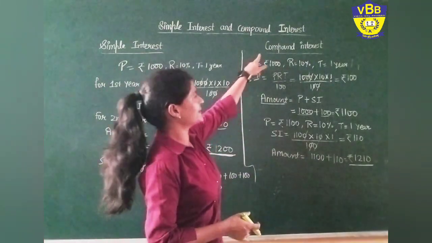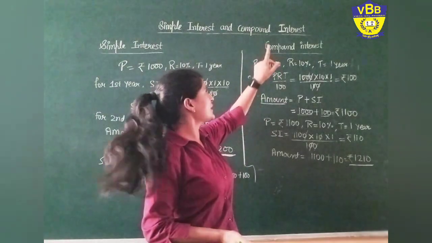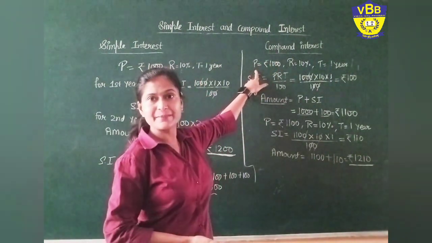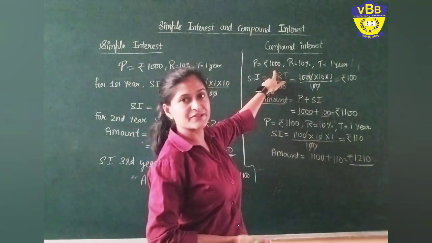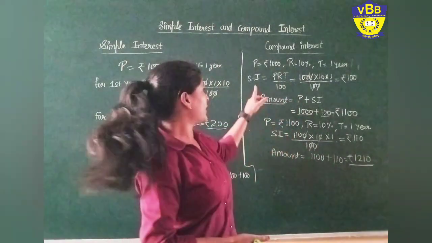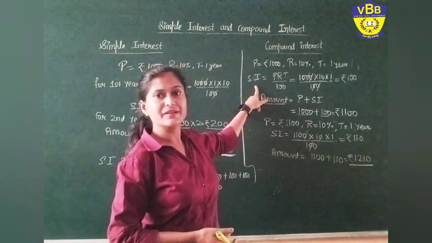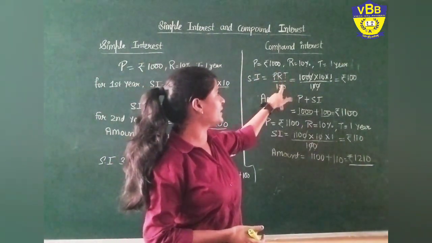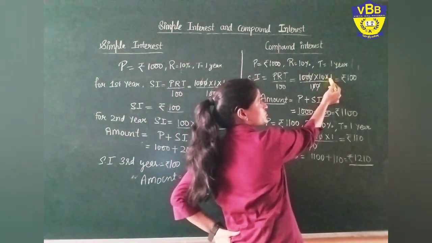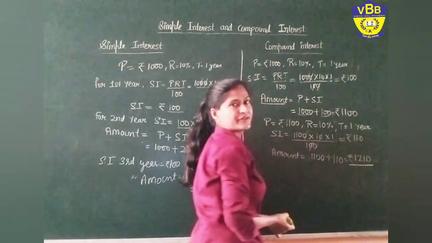Okay. Now the next topic is compound interest. What is the difference? And this topic is very important. We are taking the same example. Principal we are taking 1000 rupees, rate of interest 10% and time period is 1 year. Now, what will be the interest for 1 year? That will be P into R into T upon 100. P value is 1000 into 10 into 1 upon 100. The zeros cancel out. It will become 100 rupees.